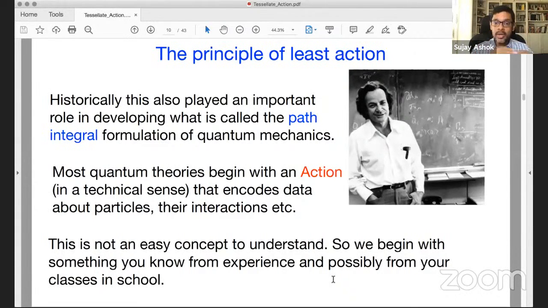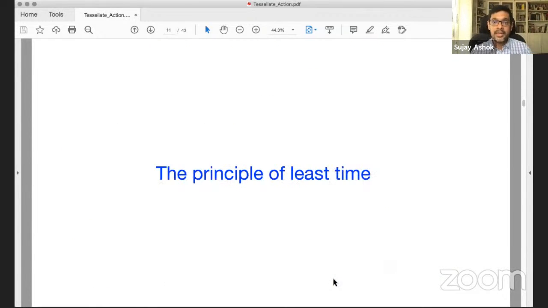I'll conclude my review now, and I'll try to go on to some physics, which is the principle of least time that explains the laws of geometric optics. So this concludes my review. Let's go to the first physics section, the principle of least time.